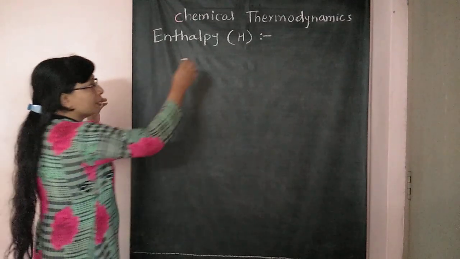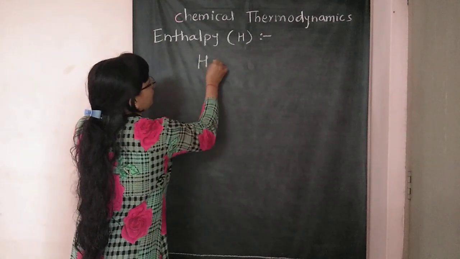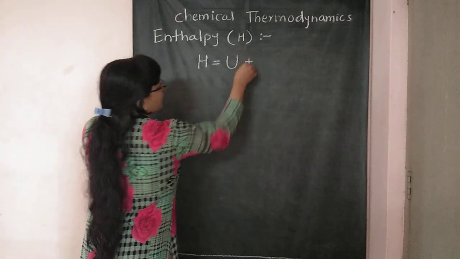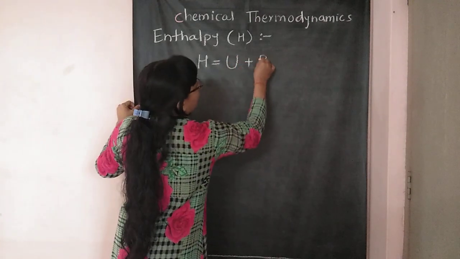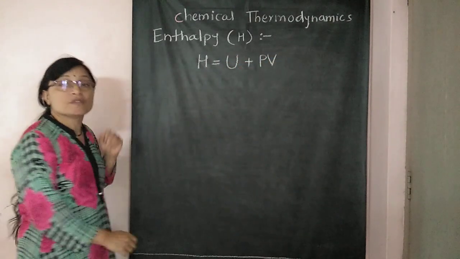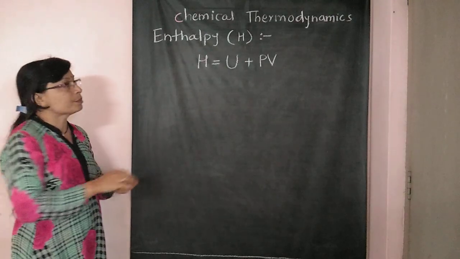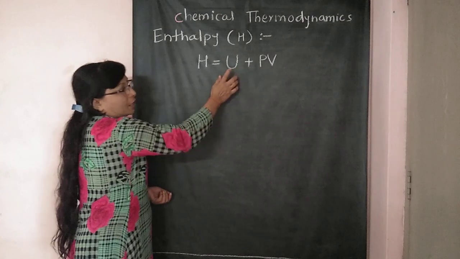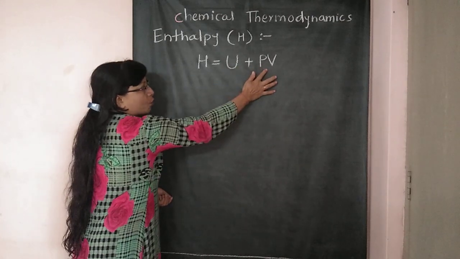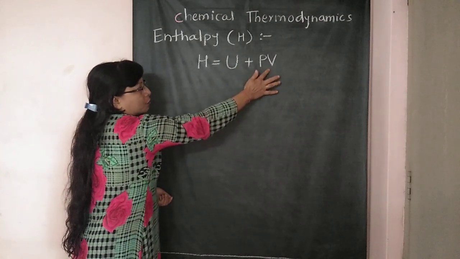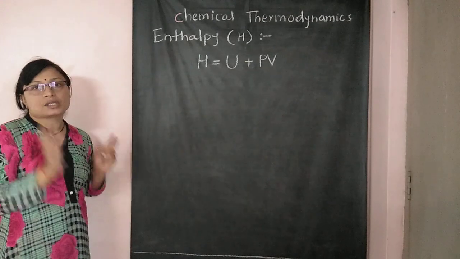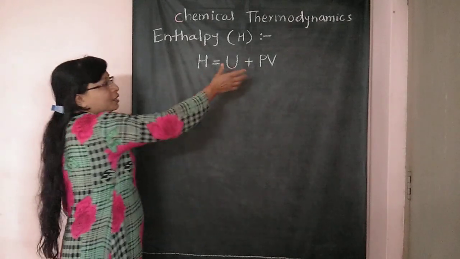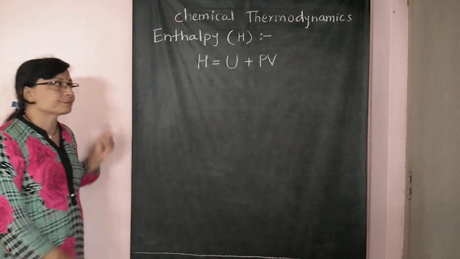Enthalpy is the sum of internal energy and the energy equivalent to pressure-volume type of work done. We can represent this as H is equal to U plus PV: U is the internal energy, and PV is the pressure-volume type of work done. The sum of these two quantities is the enthalpy.